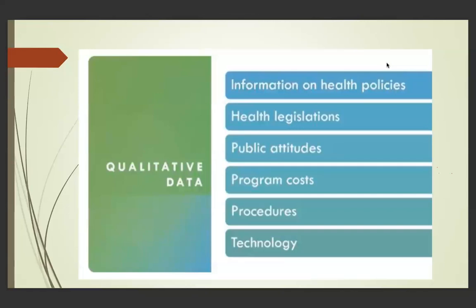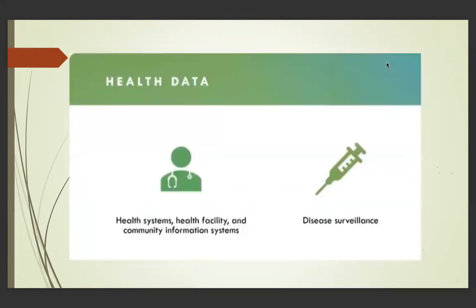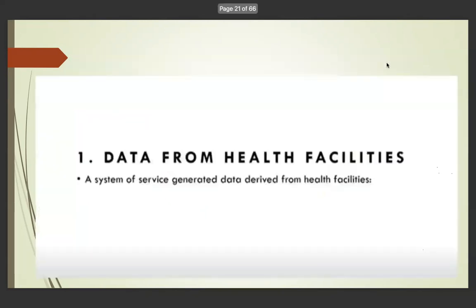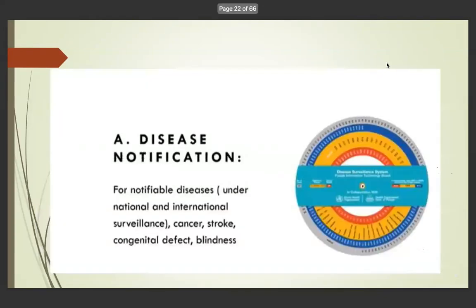Qualitative data includes informational health policies, health legislations, public attitudes, program costs, procedures, and technology. The health data is taken basically from the health systems, health facility and community information systems, and disease surveillance. The data from health facilities is a system of service-generated data delivered from health facilities. So basically, let's talk about the data being collected from different health facilities.